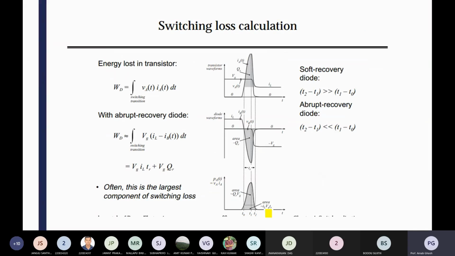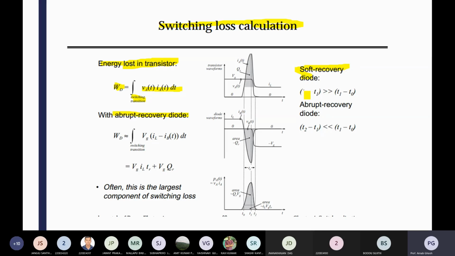Switching loss calculations mean how much charging and discharging there is, so you can go for the calculations. Energy loss in the transistors for case one: there are some expressions. WD equals the integral over the switching transitions, where the time period you calculate over is the boundary of your integration. VAT, IAT, the basic equation. Abrupt recovery of the diode means the transition is there, and then the soft recovery diode.